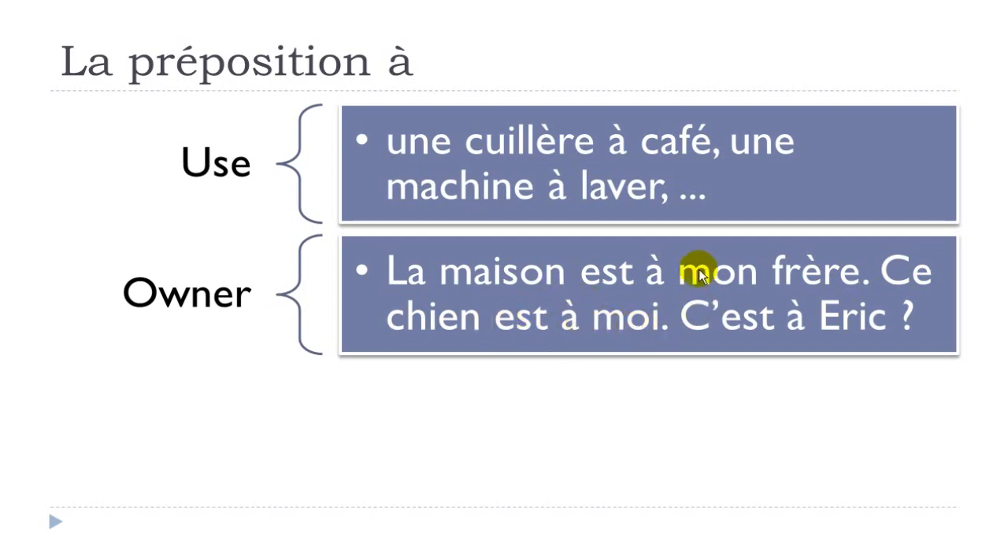So it's possible, like we've been seeing here, to put a noun after, or then you could put a pronoun, like here, à moi, or then you could put the name of the person. C'est à Eric, does it belong to Eric? C'est à Eric, so it's a question in that case, all right? So it's quite commonly used, this à, when you want to say that the person is owning the thing.